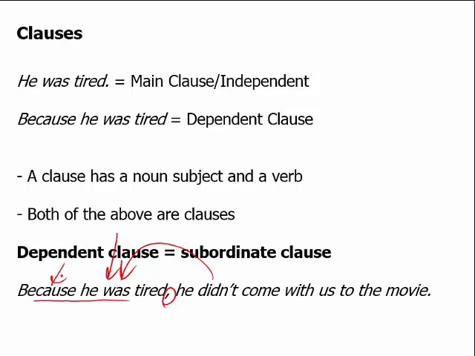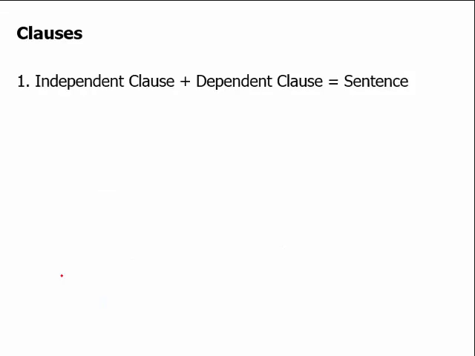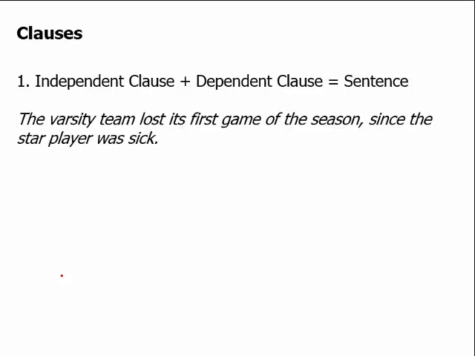Now that sounds maybe a little complex, and I promise the SAT isn't going to test you at that subtle of a level, but it's important to know why these names exist in the first place. What the SAT will test you on, though, is whether something is a sentence or not a sentence. And if it pretends that something is a sentence, gives it a full stop, and it's not, well, then hopefully this video will help you identify that. So let's start with putting together an independent clause and a dependent clause. The varsity team lost its first game of the season, comma, since the star player was sick. That is a complete sentence because you have the independent clause followed by a dependent clause, which is "since the star player was sick."